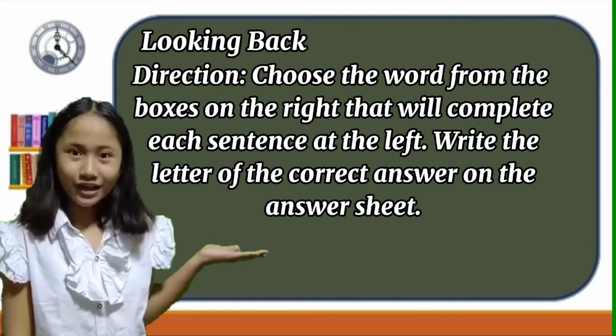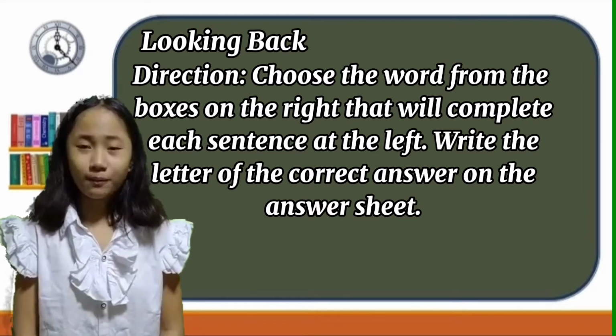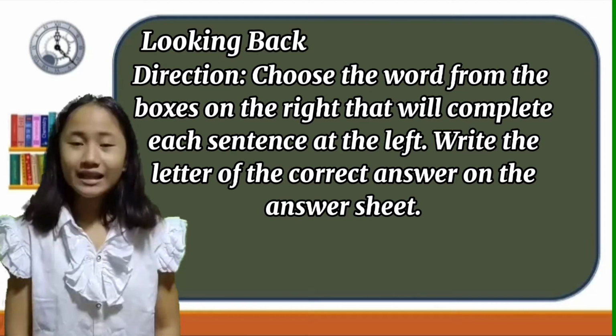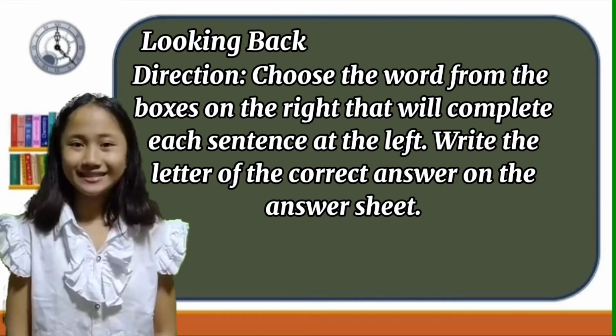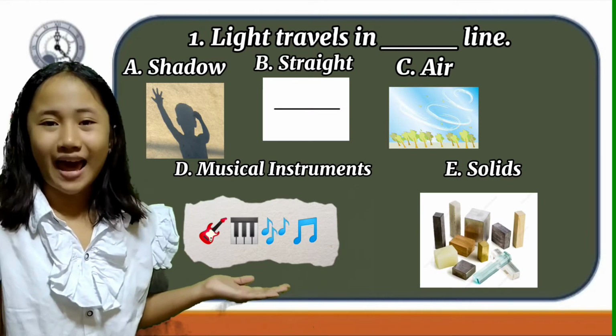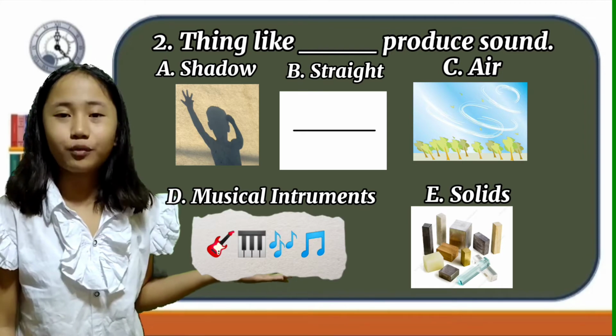Looking back, direction: Choose the word from the boxes on the right that will complete each sentence at the left. Write the letter of the correct answer on the answer sheet. Number 1. Light travels in blank line. Number 2. Things like blank produce sound.